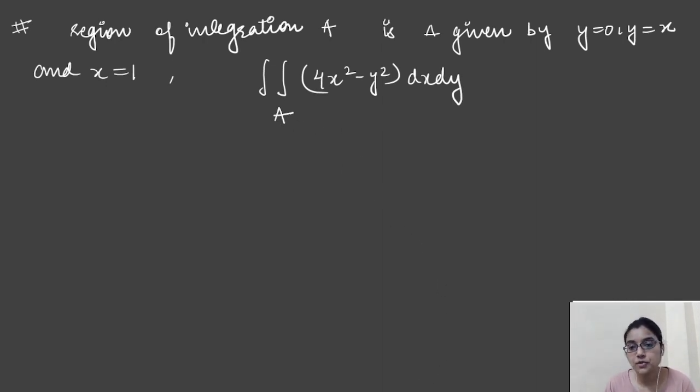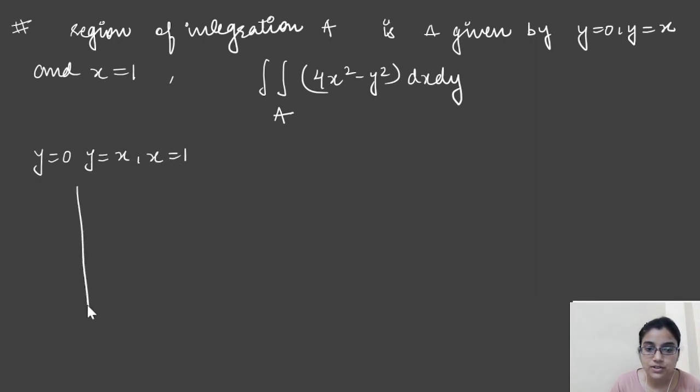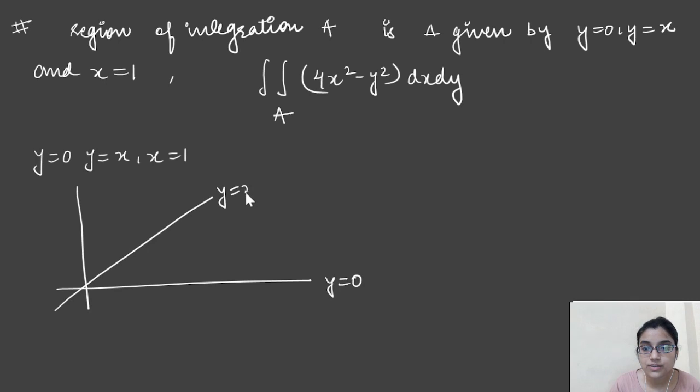So again, the first step that we know is to draw the domain. This is y equals 0, y equals x, and x equals 1. So let me just draw it. This is your x axis, so this is y equal to 0. Then we have y equals x over here. Then we have x equals 1. So obviously the bounded region is the triangle region they are talking about. This is our A, complete A.